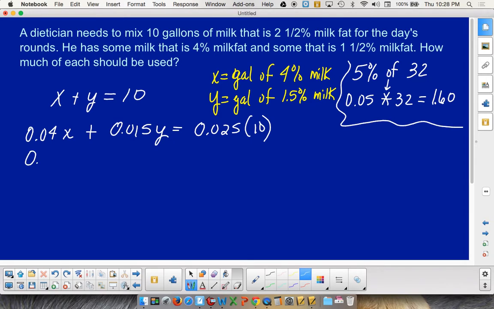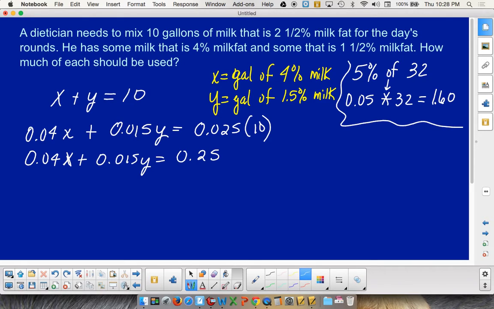If I clean up here a little bit, I'm going to multiply out here on the other side of the equal sign. If I multiply that by 10, I'll get to move my decimal 1 place, and it will just be 0.25 now instead of 0.025. And okay, I don't know how to do substitution or elimination with these decimals.